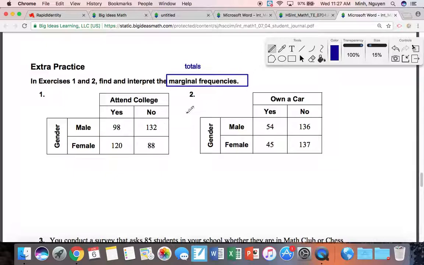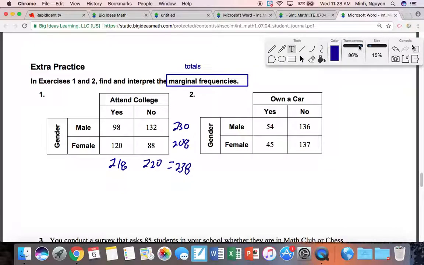So 98, and the way you get that is by addition. So 98 plus 132 is 230. 120 plus 88 is 208. 132 plus 88 is 220. And this is going to be 120, 218. Yeah, 218. And when I add them up, either way, these margins or these margins, I will get the same number, 238.